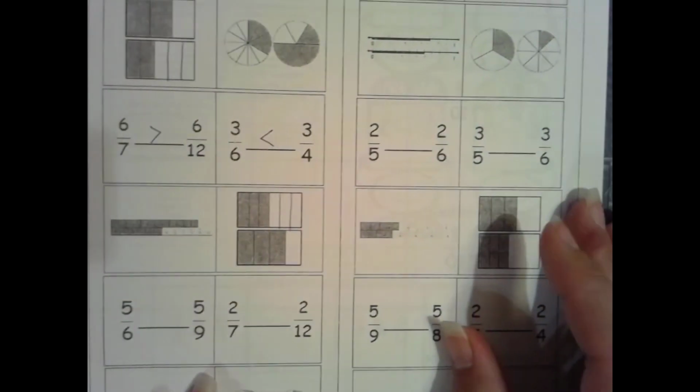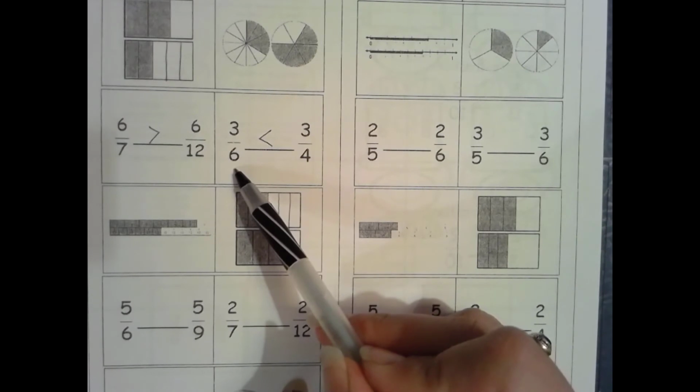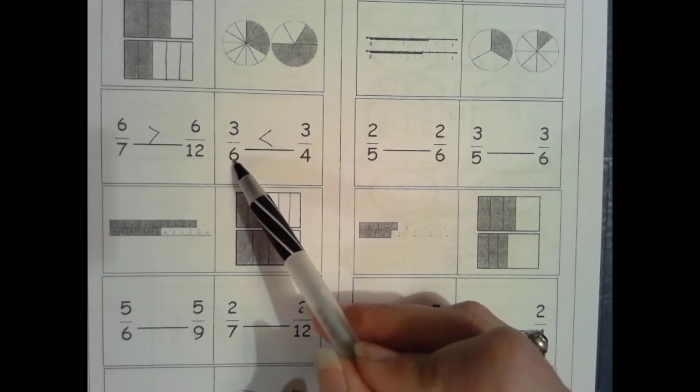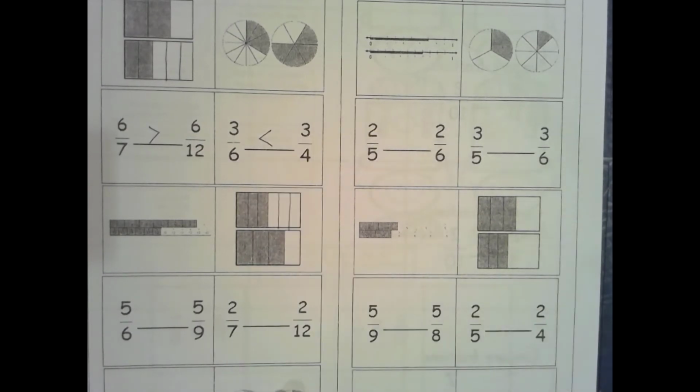Hopefully you're starting to see a pattern here: when the denominator is greater and they have the same numerator, the greater denominator is going to have smaller pieces, so it's going to be less of the area shaded in.